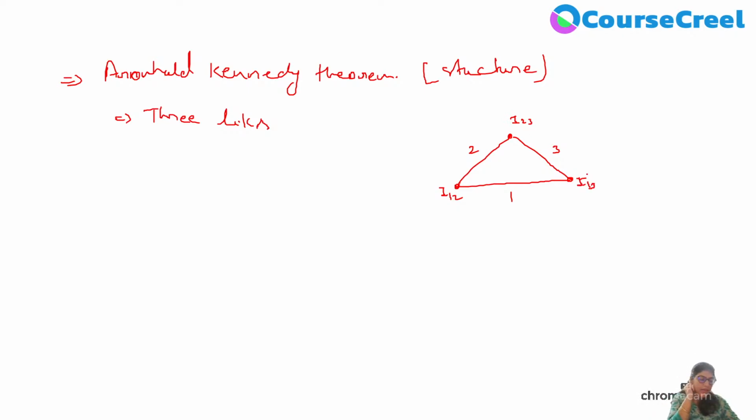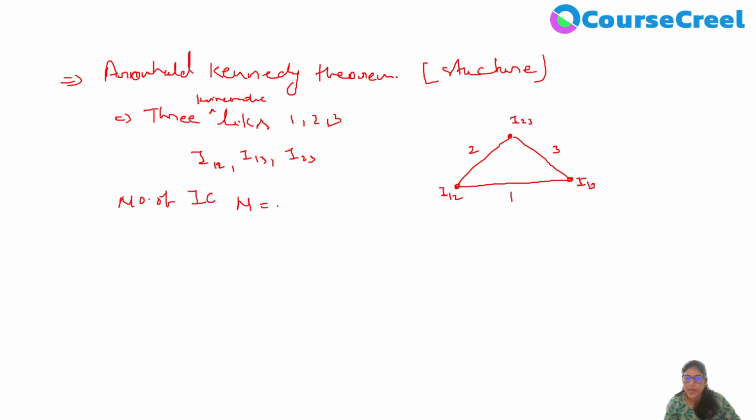So here what do we have? We are considering three kinematic links. Okay, never write just link, always write kinematic link. Okay, kinematic links 1, 2, and 3. So the three instantaneous centers for this will be I12, I13, and I23. Okay. So if we want to define the number of instantaneous centers for this, I wrote the number of instantaneous centers as n, so n into n minus 1 divided by 2, so it will be 3 into 3 minus 1 divided by 2, so that becomes 3.